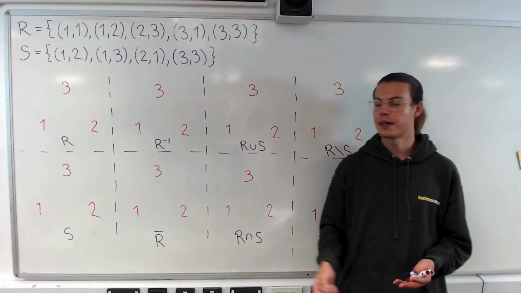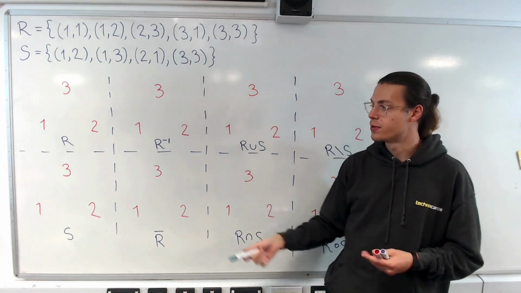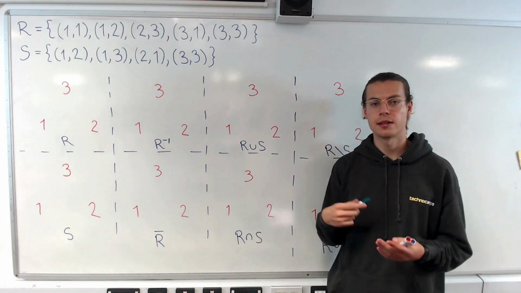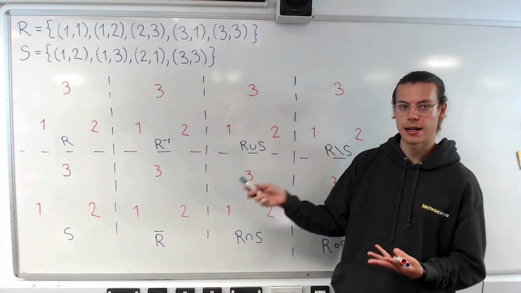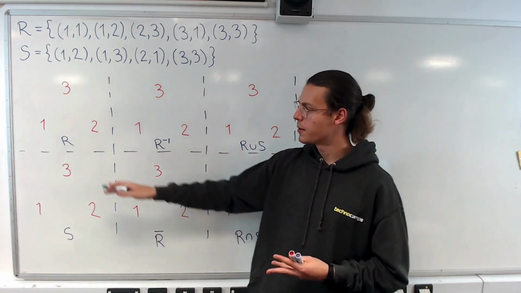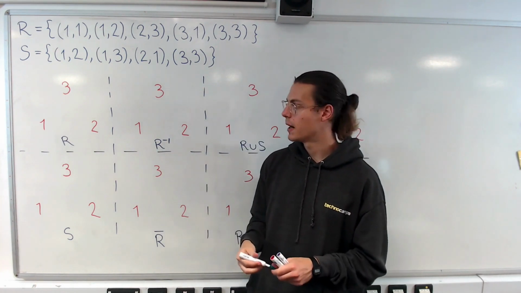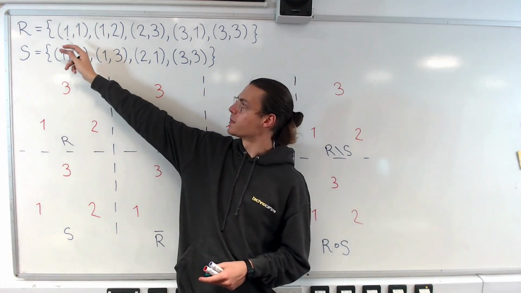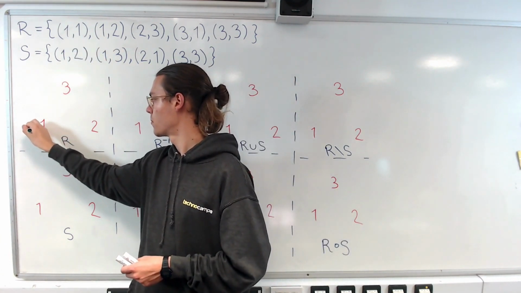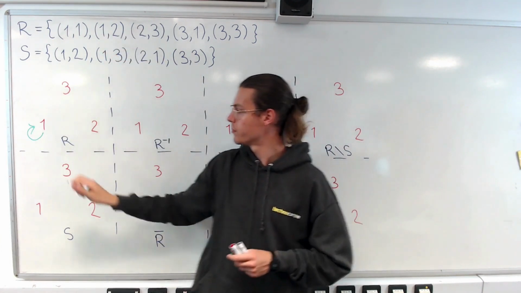In this exercise, we're given two relations, R and S. Our task is to draw R and S, as well as a few other relations that are defined in terms of R and S. Let's start with R, and let's first look at the number 1. What is 1 related to by R? Well, 1 is related to itself, and it's related to 2.